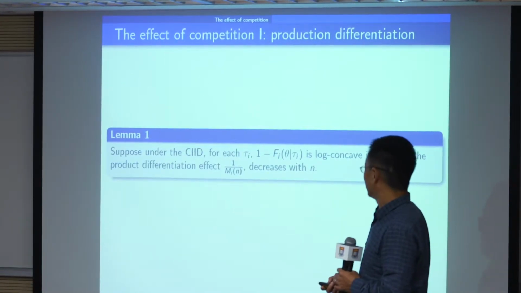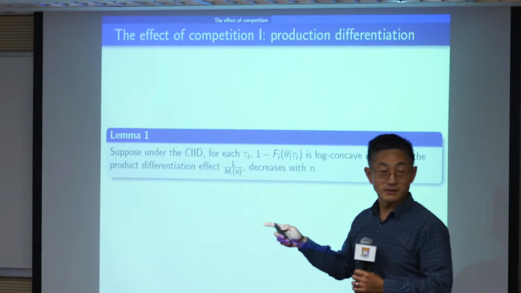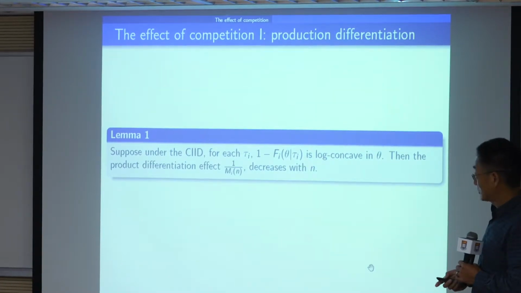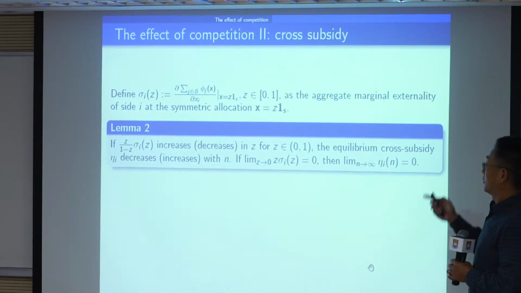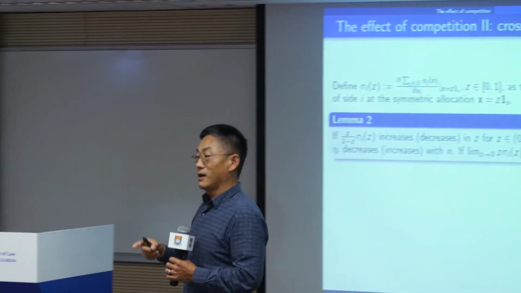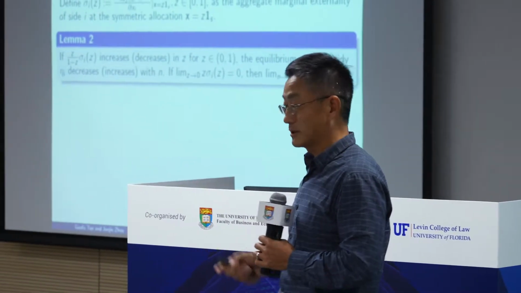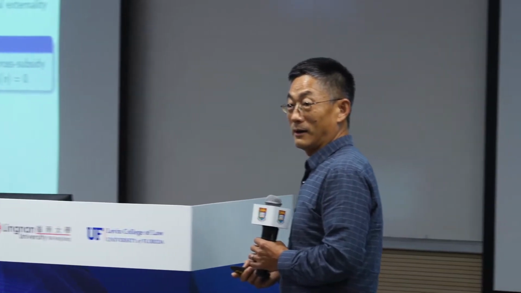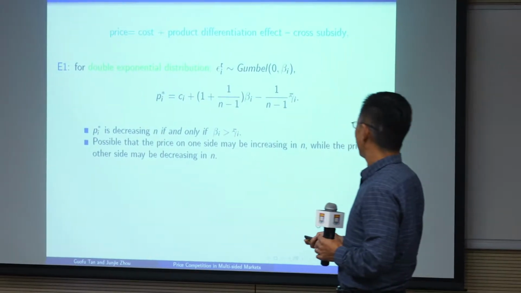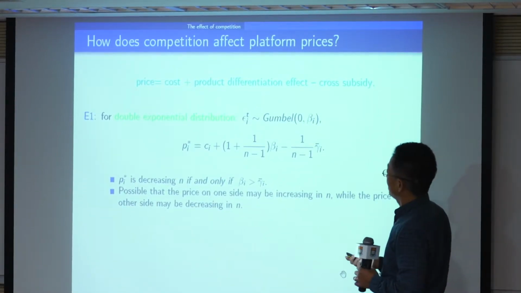Okay, so here we show that the product differentiation effect is monotonic with the log concavity of a certain part of the distribution of the random utility. And moreover, here we illustrate the conditions on which cross-subsidy increases or decreases with the degree of competition. So ignore those conditions, but essentially that's the effect. Now, let me just illustrate the effects by two examples.